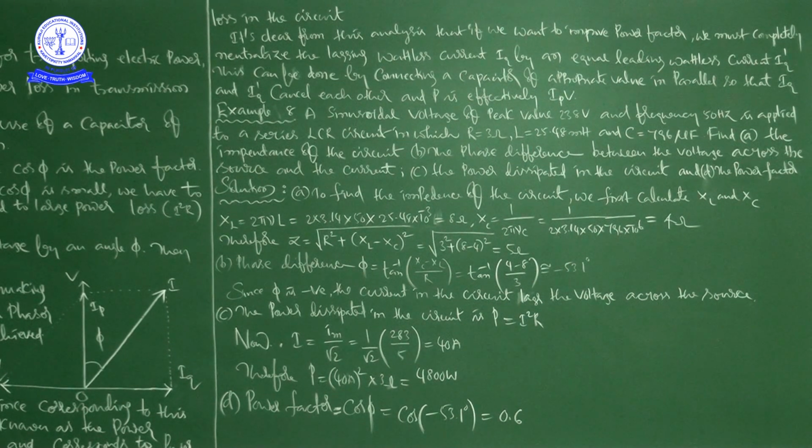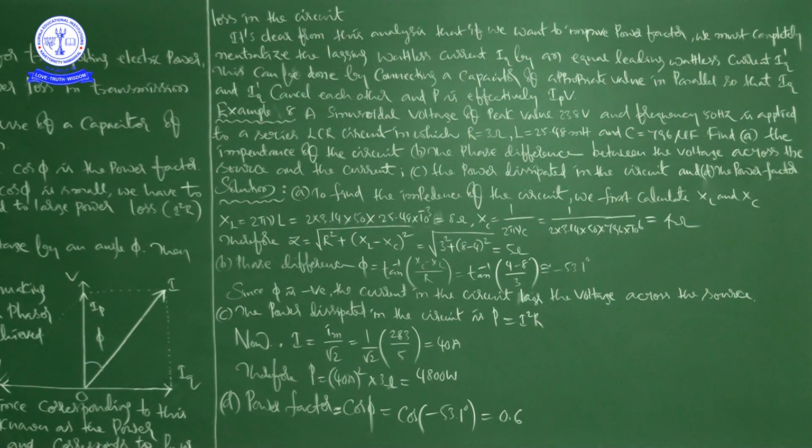You know the formula, that is Z is equal to square root of R square plus (XL minus XC) whole square. That is the formula for impedance of the LCR circuit. Next, B, the phase difference between the voltage across the source and the current. Next, C is the power dissipated in the circuit. And D is the power factor. So these 4 things we have to calculate.